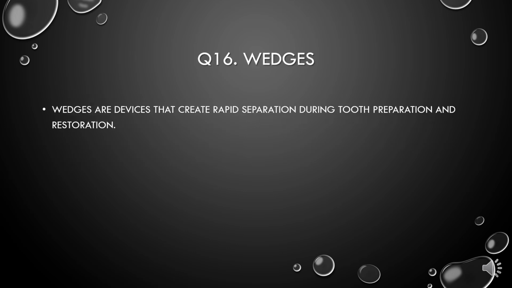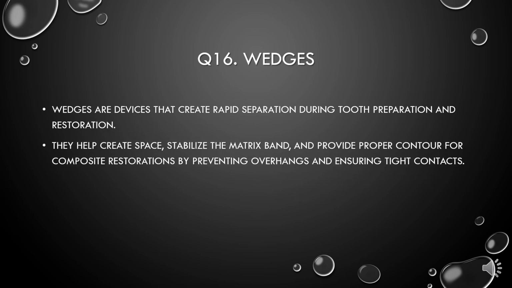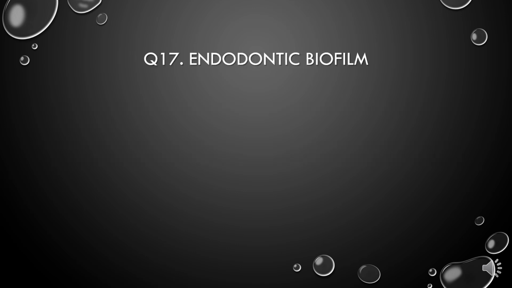Wedges are devices that create rapid separation during tooth preparation and restoration. They help create space, stabilize the matrix band, and provide proper contour for composite restorations by preventing overhangs and ensuring tight contacts. 17 is endodontic biofilm.